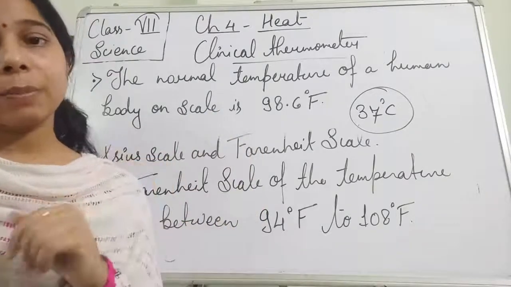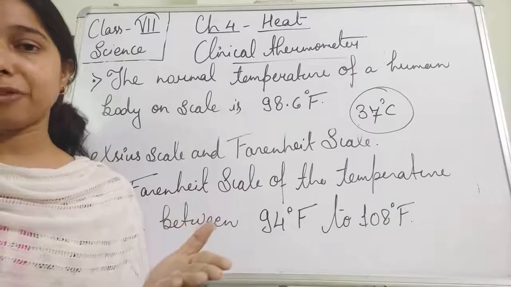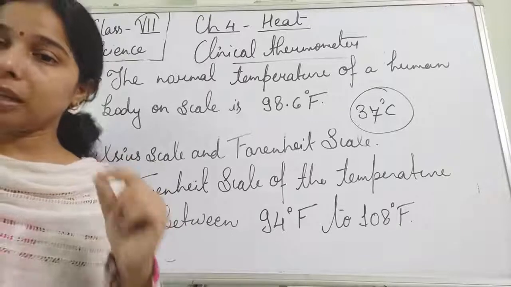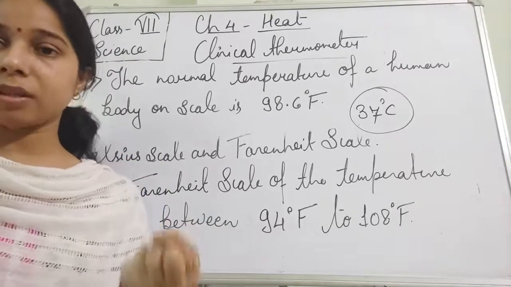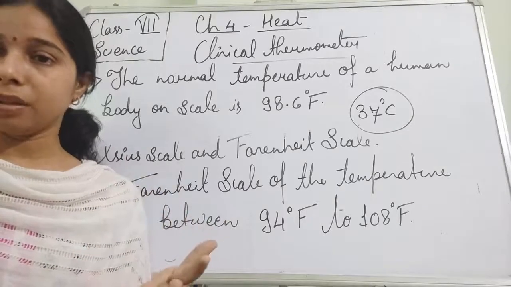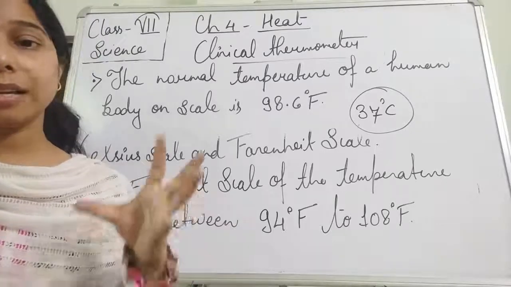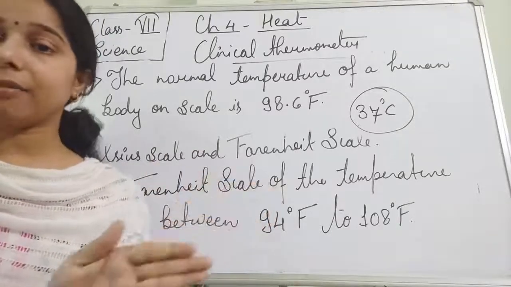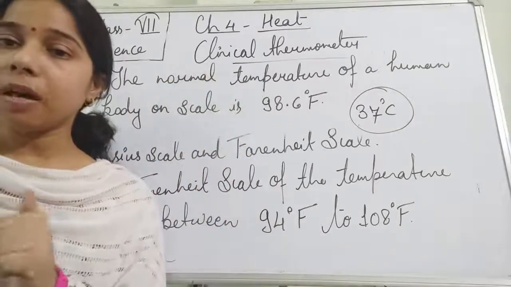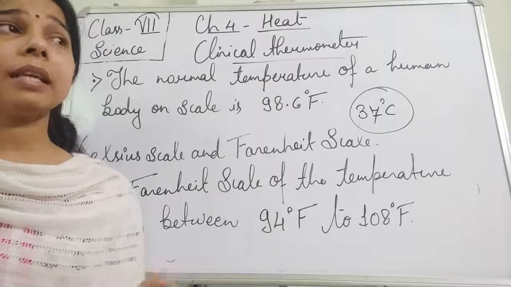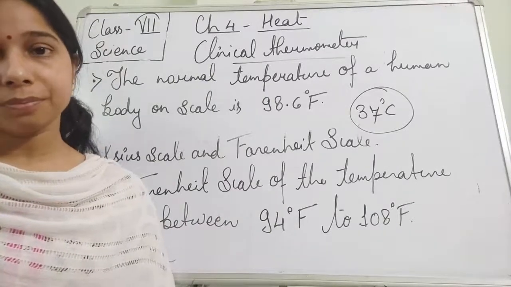Now it totally depends upon the person's body. If a person is having fever, what happens? When we keep the thermometer under the tongue, it will receive more heat because the temperature will be higher. So the mercury will expand a lot and start rising very fast in the thermometer. This is how we can say the person has a high temperature or is suffering from fever.